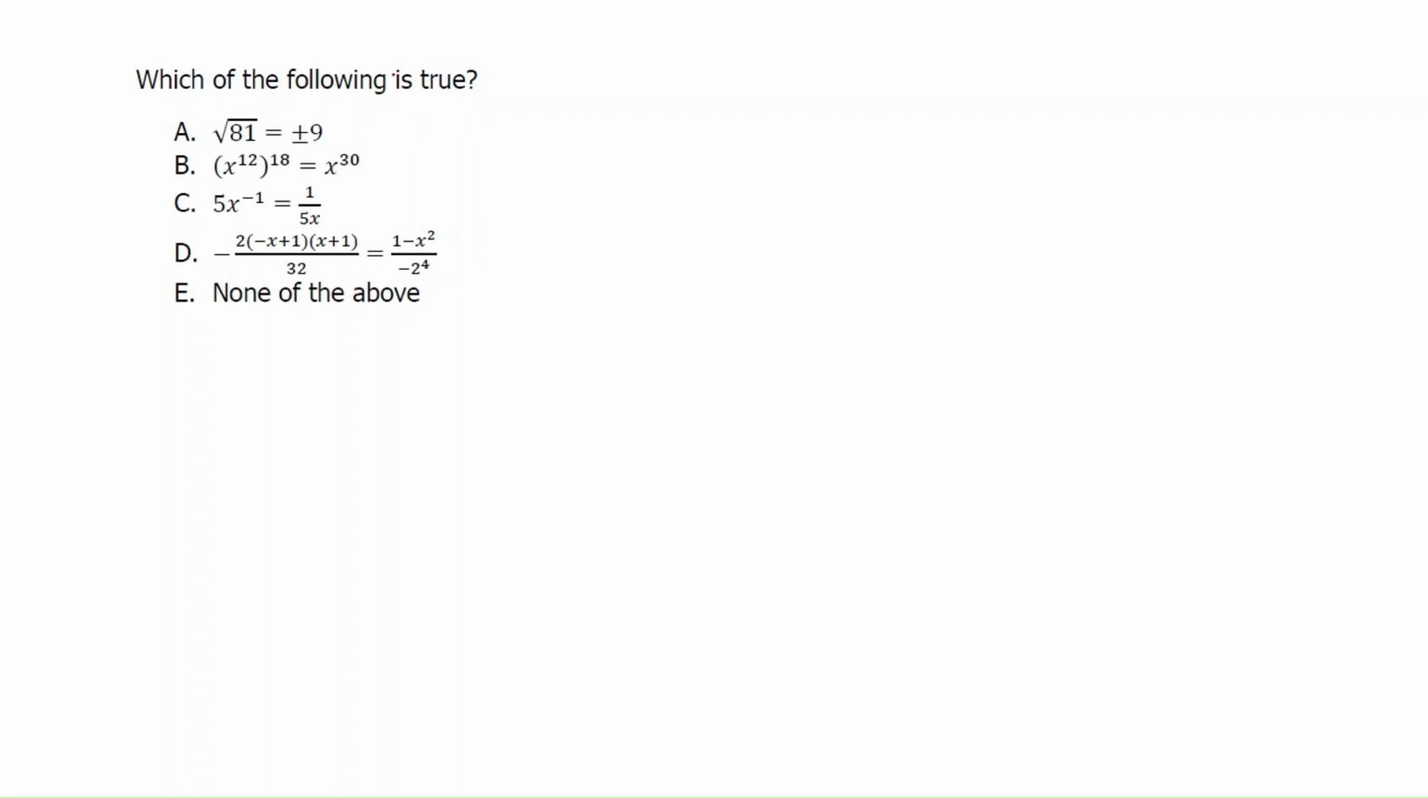So let's see this MCQ question from Math Olympiad. This is a little bit tricky. So let's see option A. Here we have to find the square root of 81, whether this is true or not.